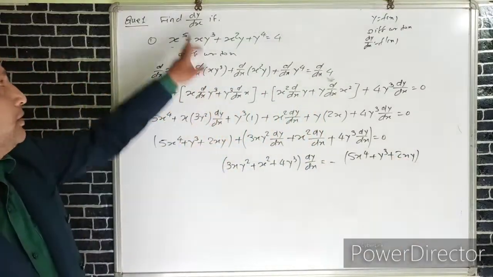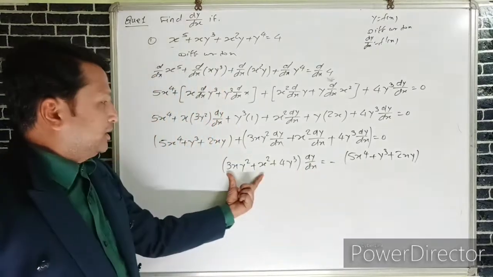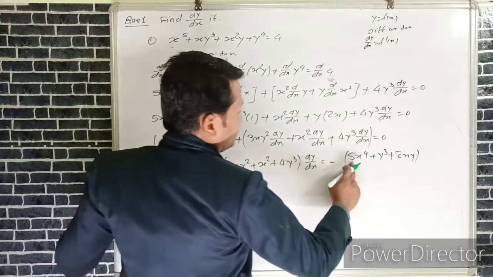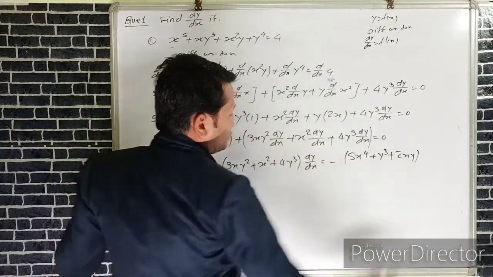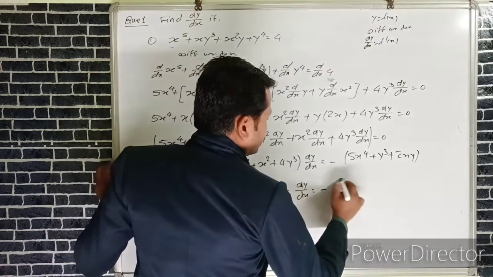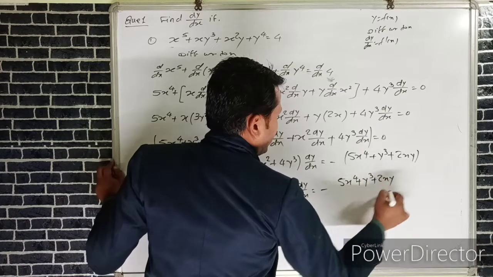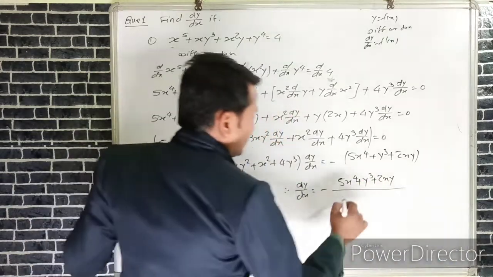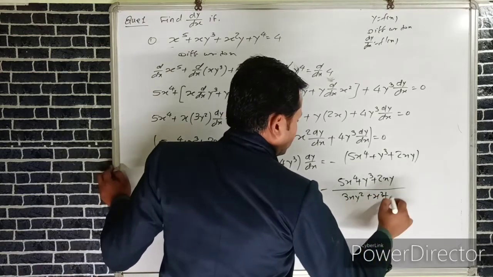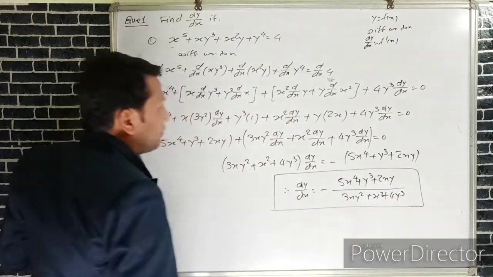If we have to find the value of dy by dx, then we can shift this whole term to the right side. This term is multiplied by dy by dx. If we shift it to the right side, then it divides 5x raised to the power 4 plus y cube plus 2xy. Hence we can write dy upon dx is equal to minus 5x raised to the power 4 plus y cube plus 2xy upon 3xy square plus x square plus 4y cube, which is the required derivative of y, dy by dx.